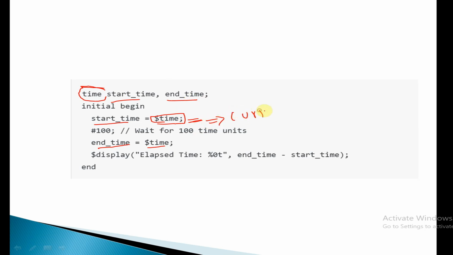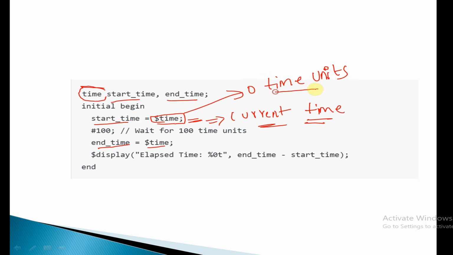It will return the current time. So what is the current time? At what time is this particular execution happening? It is happening at zero time units. So zero time units will be stored inside this particular start_time.